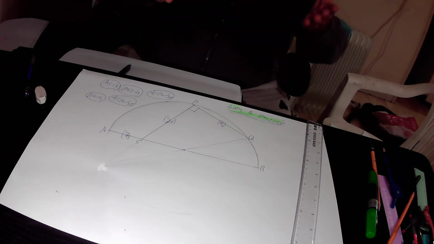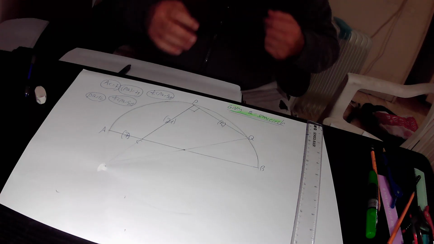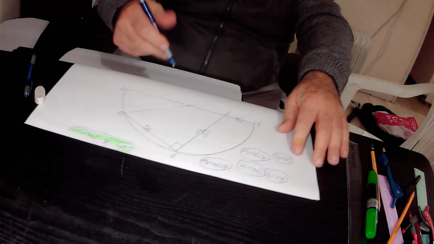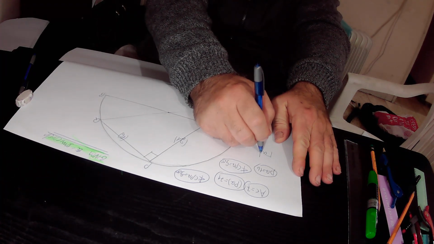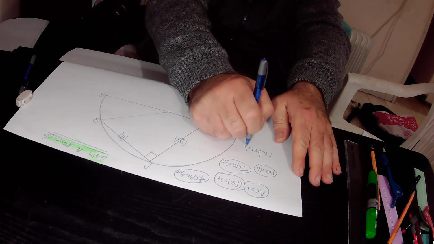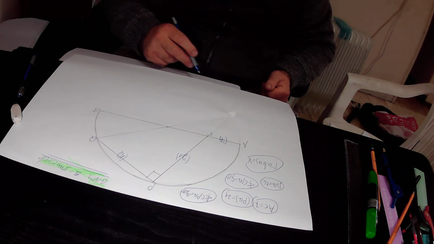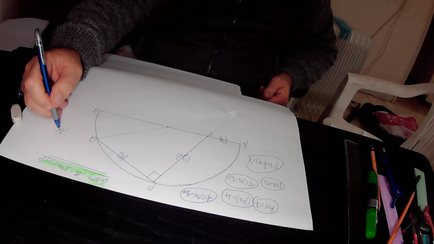We define the radius of the semicircle as x. Therefore, the diameter AB is 2x.